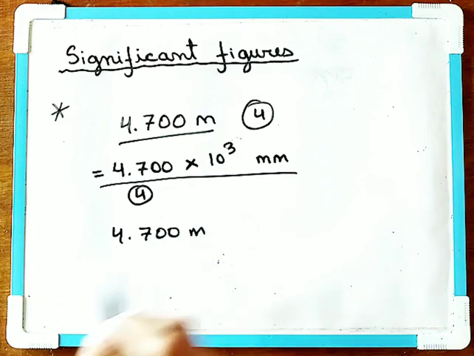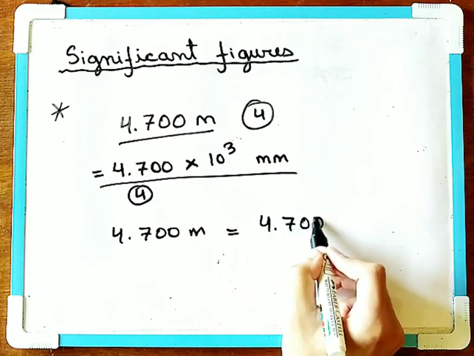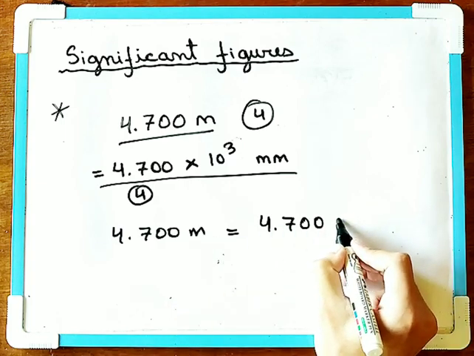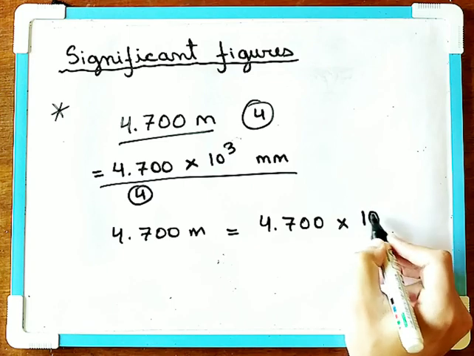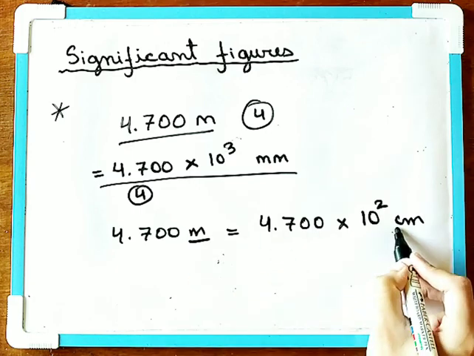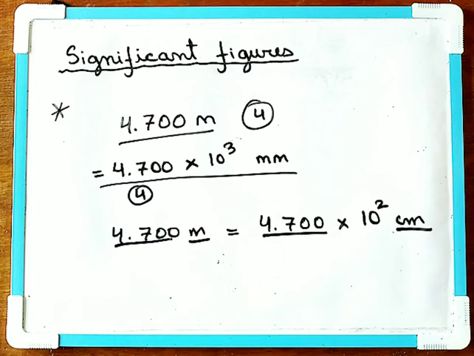For example, if you want to convert this into centimeter, then 4.700 meter, I want to convert this into centimeter, then I'll write 4.700, which has four significant figures. Now I'll convert into centimeter. What I'll do is multiply this with 10 to the power 2 centimeter. Here the unit is meter, here the unit is centimeter. Here the number of significant figures is 4, and here the number of significant figures is 4. So it does not change the number of significant figures. You remember this rule very carefully. If you have to convert one system to another, you express it in scientific notation.